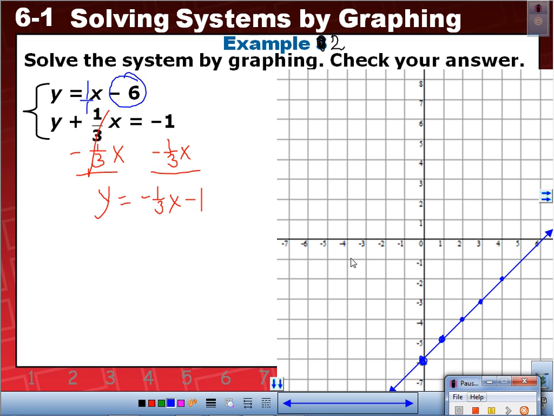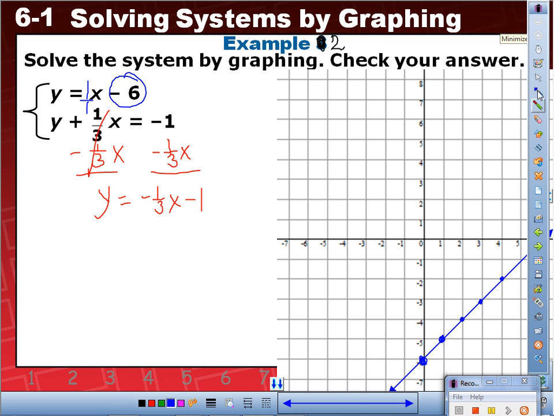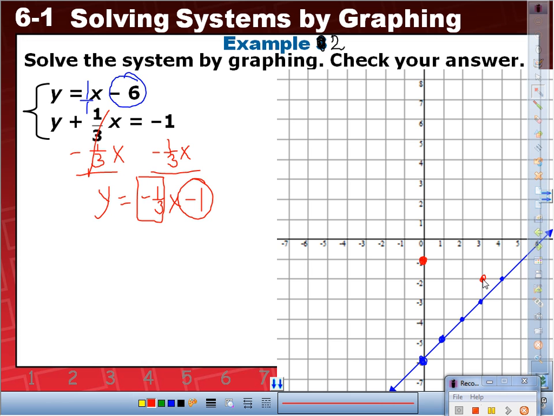Okay, here we go. So I'm going to graph the second one. I start with my y-intercept, which is negative 1, and my slope says to go down 1 step and 3 to the right. Go down 1, 3 to the right. Do it again. Go down 1, 3 to the right. Let's graph it. I'm going to graph that in red.